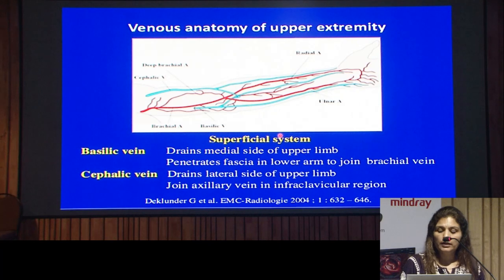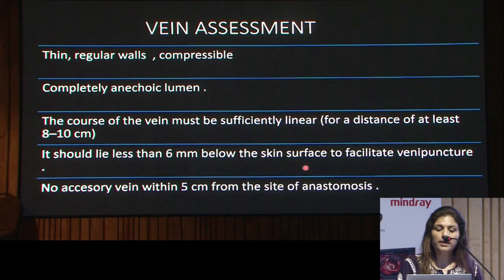Venous, you know that we use the superficial veins of the arm for fistula formation. Basically, it is the cephalic vein which is utilized. The cephalic vein drains the lateral aspect of the limb, while the basilic vein drains the medial aspect. But the basilic being deeper, it is the cephalic which is being preferred. What do you see when you are assessing the vein? The vein should have thin regular walls.